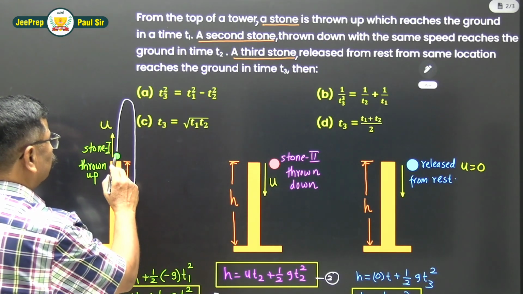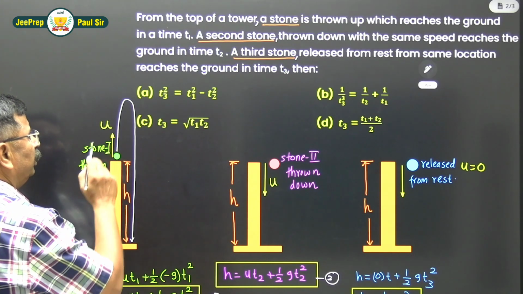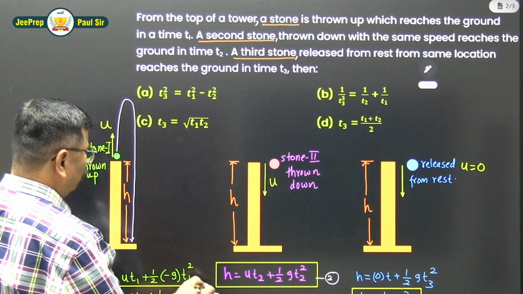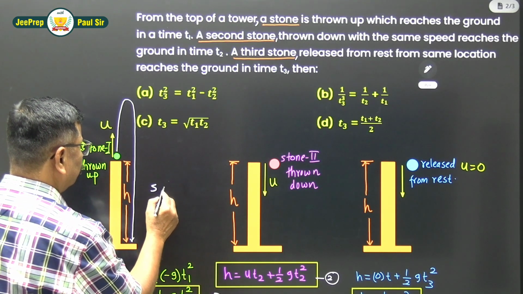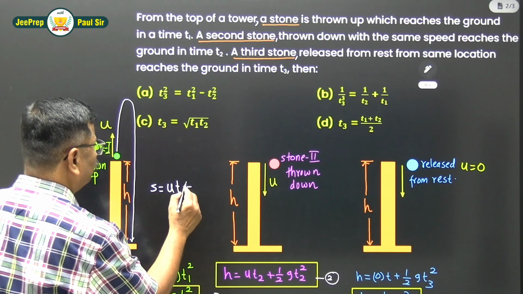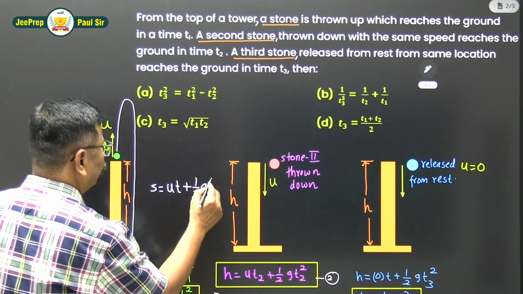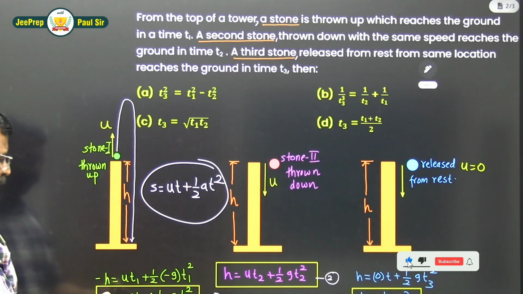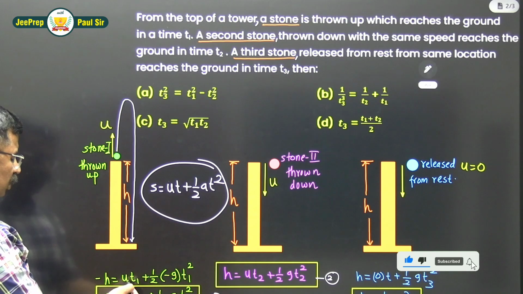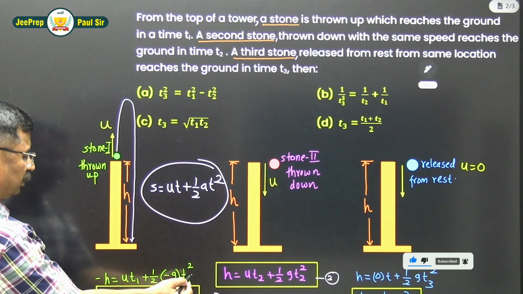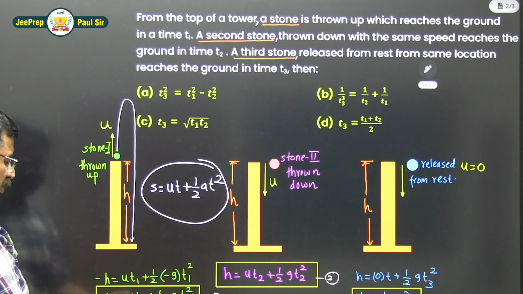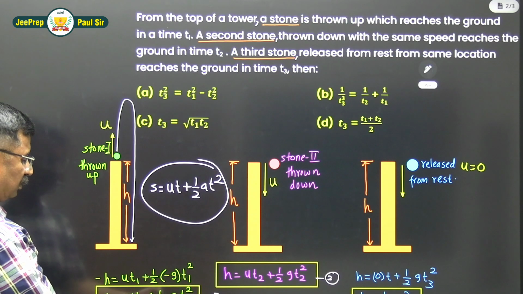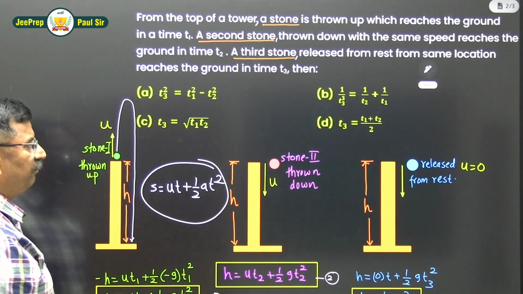In the first case, a stone is thrown up with initial velocity u. So we will use this kinematical equation, s is equal to ut plus half at square. Therefore, minus h is equal to ut plus half into minus g t square. Therefore, h is equal to minus ut1 plus half g t1 square.